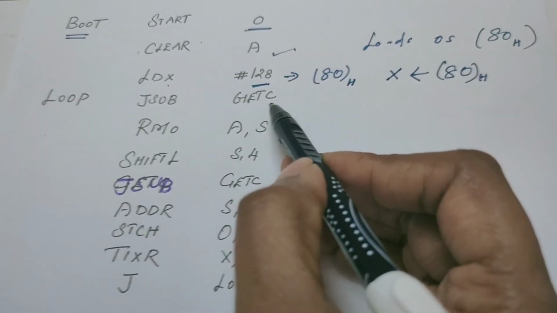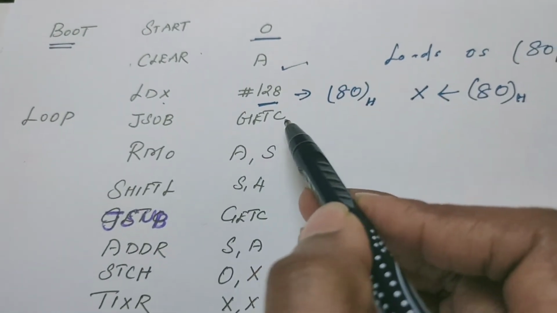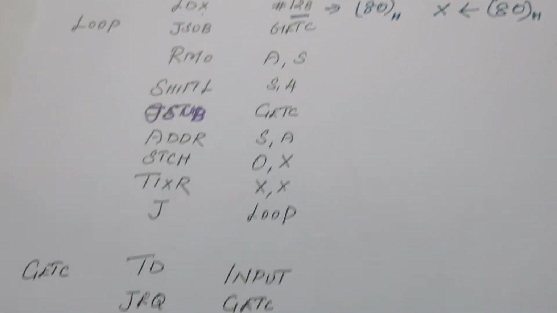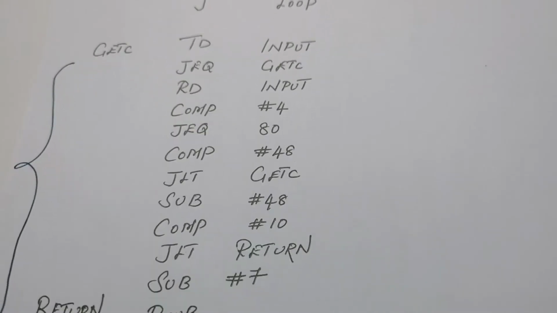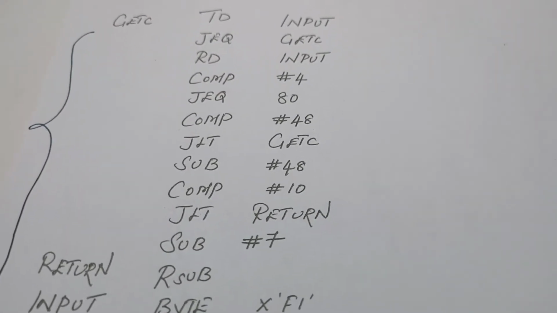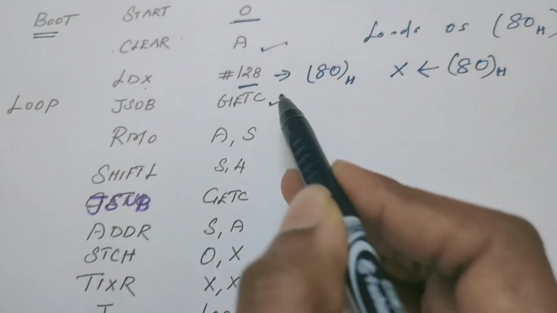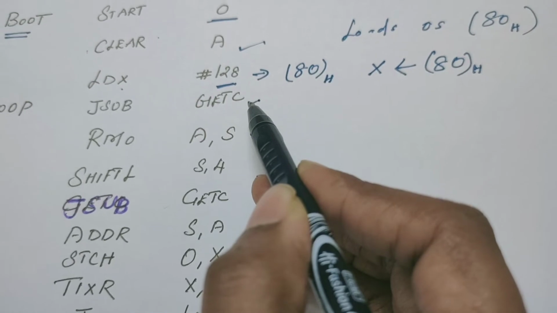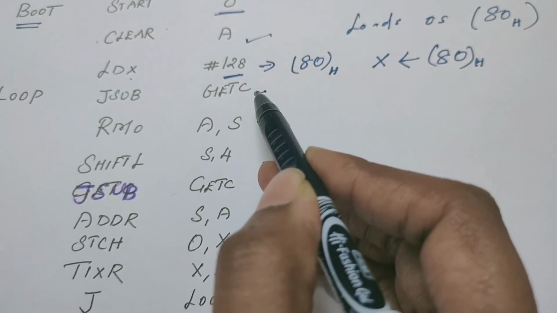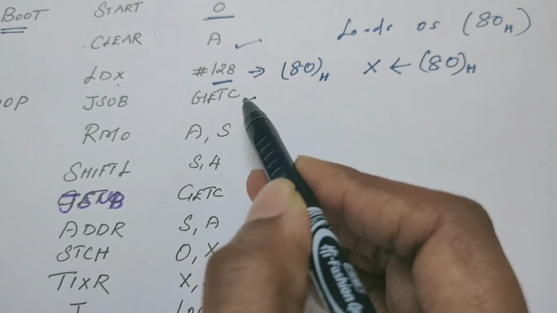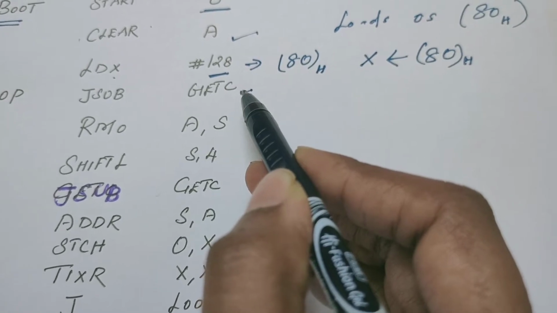Then after this, it jumps to the subroutine GETC. This is completely the subroutine GETC. Let us see GETC a little later. Now we see just the main program. After jumping to GETC, it reads a character and performs some internal operation to convert that 1 byte character into half a byte.